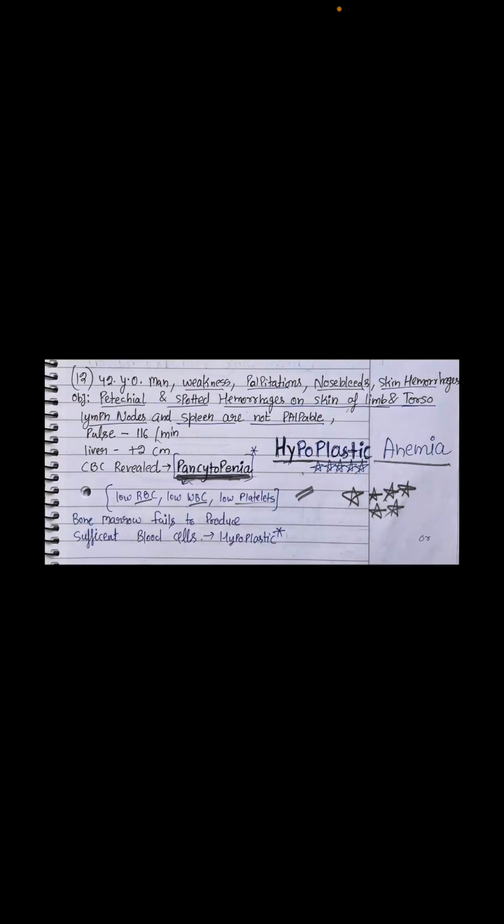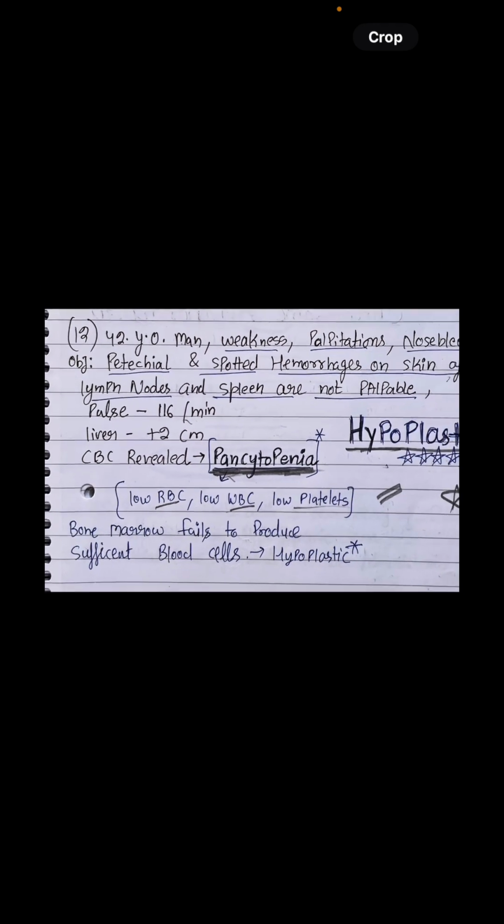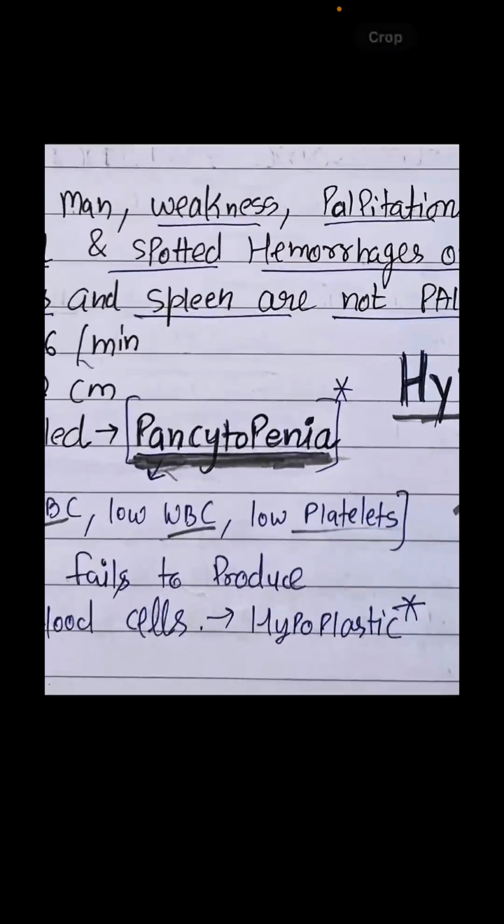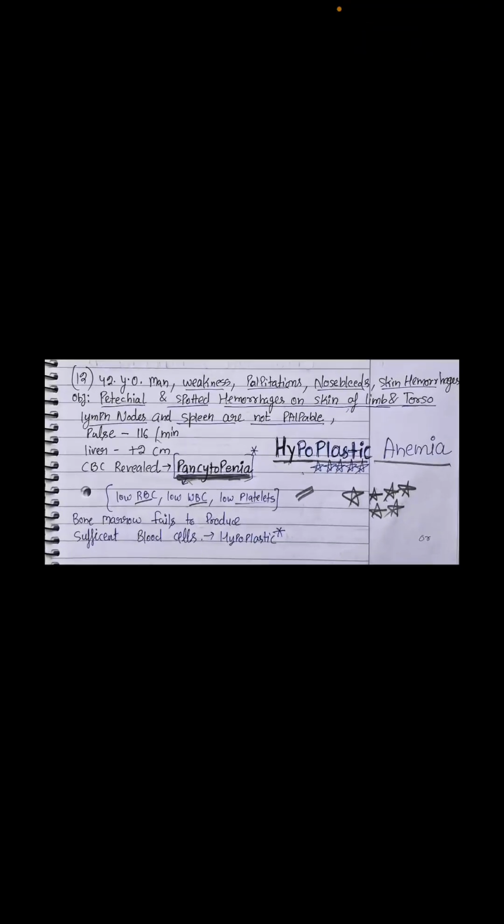Hypoplastic anemia. Let's read the profile of it. There is only one question about hypoplastic anemia that I have seen, where petechial and spotted hemorrhages on the skin of the limbs and torso are given. The lymph nodes and spleen are not palpable. Pulse this, liver this. CBC, pancytopenia, the question says. So pancytopenia I have explained.